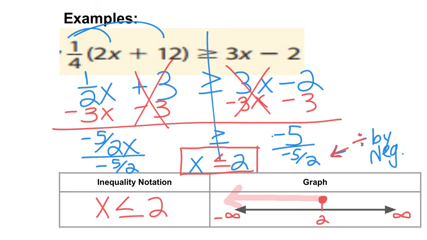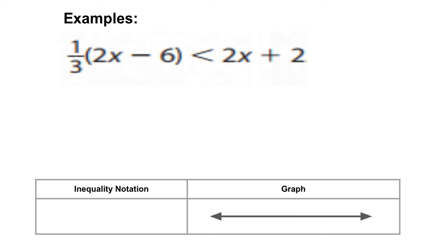Typically, as long as you keep your letter on the left side, you can look for your symbol to tell you which way to draw your arrow. So if my letter's on the left, my symbol is going to point the way my arrow should be pointing. So this is pointing to the left, my arrow is going to the left. All right, next.